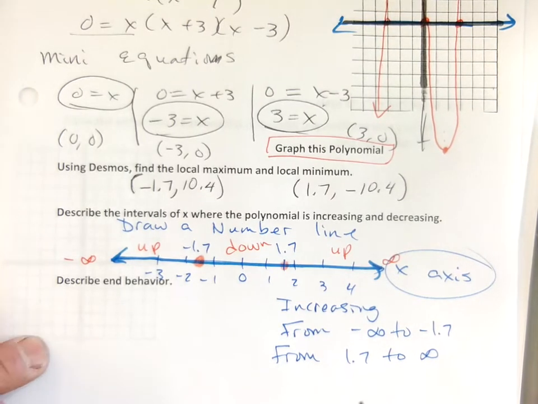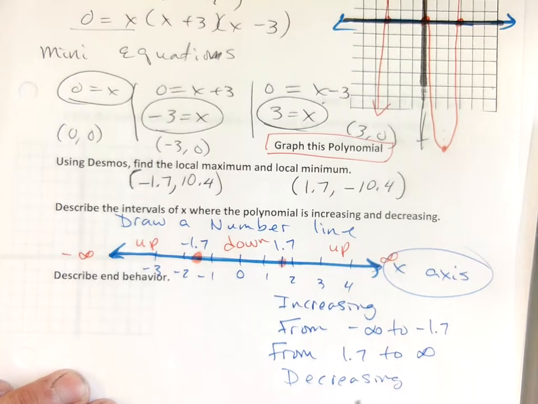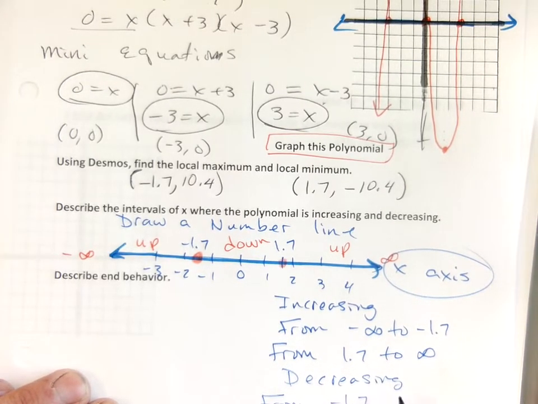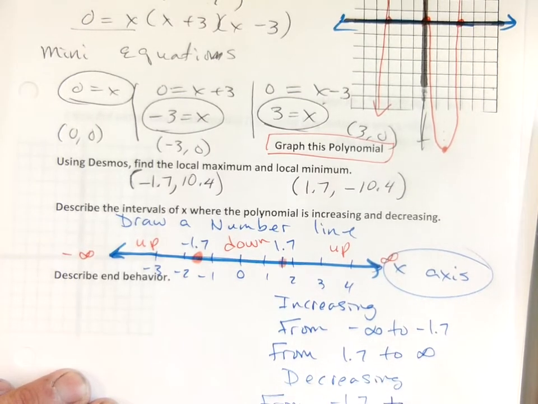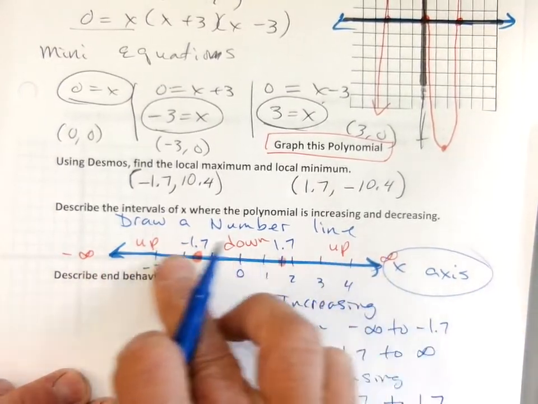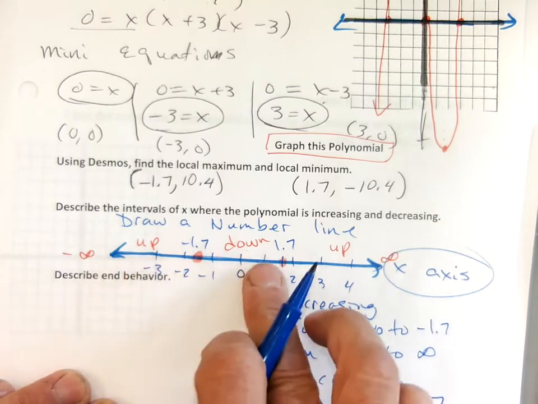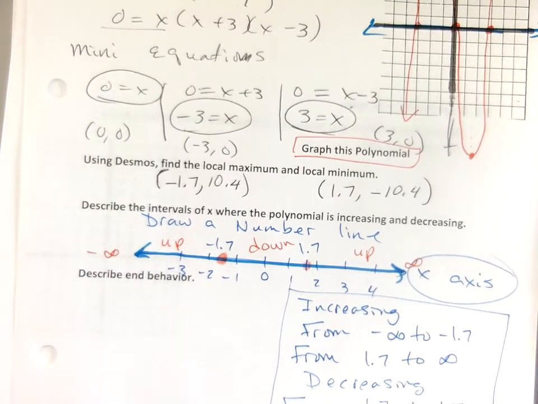Now, what about decreasing? When's it going downhill? From negative 1.7 to a positive 1.7. So if you make the number line, and remember what Braden said, the number line is the x-axis, so only the x values. And if you put your up, down, up, then writing this gets easier. You okay with that?